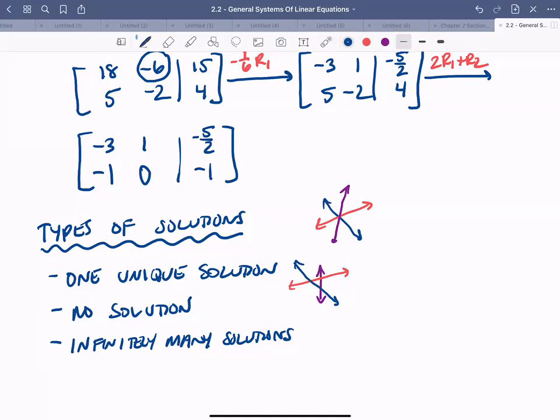Infinitely many solutions is basically, here's one, here's the next, and here's the next. They're all right on top of each other. So everywhere they intersect throughout the entire line that you're given.